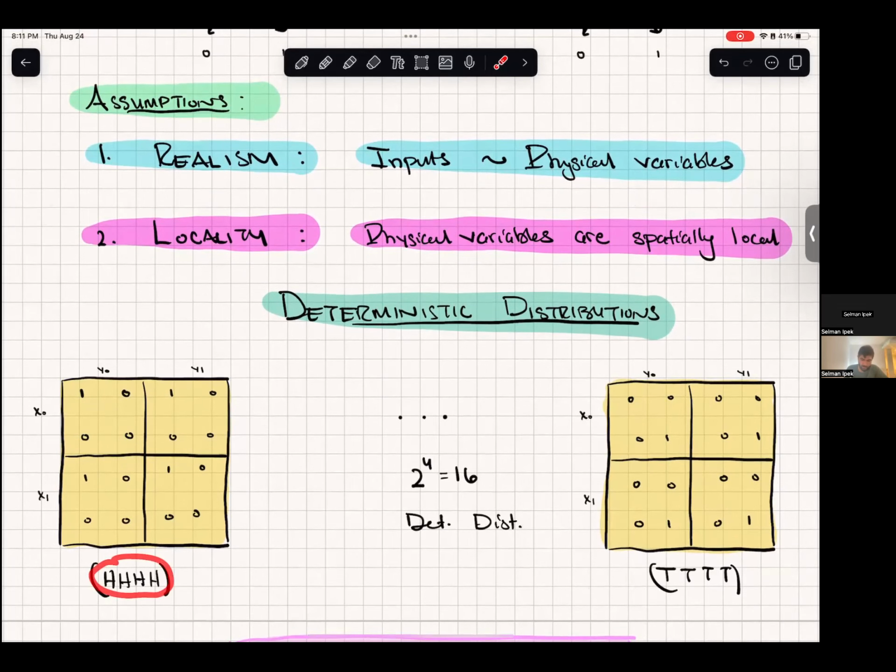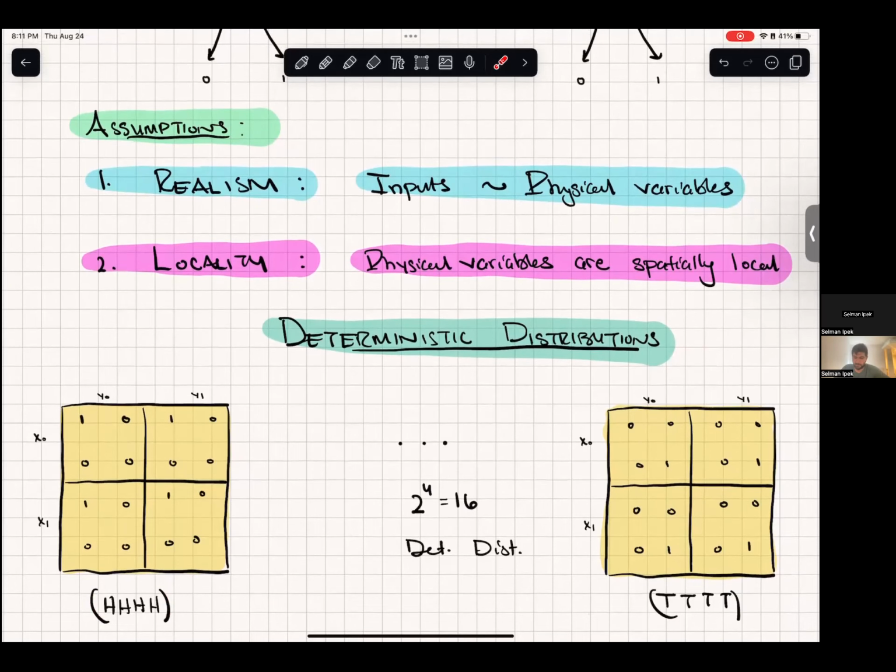They could be all heads, or they could be heads, tails, and altogether there's 2 to the 4th equals 16, all the way to tails, tails, tails, tails, tails. And we call these deterministic distributions. These are just the sort of states that are possible within this hidden variable model. I mean, there's no other options. You could either have that these variables are either heads or tails, and there's 4 of them, so there's 16 possible states. Now, of course, we're not restricting ourselves to only these 16 possible states.